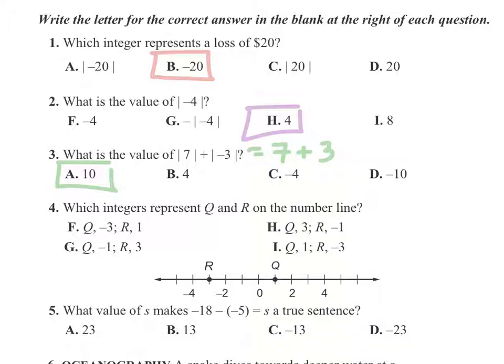Which integers represent Q and R on the number line? Well, Q we can see has a value of 1 right here, and R has a value of negative 3 up in here. So F won't work, G won't work, neither will H. Bam, I found it. It's I.